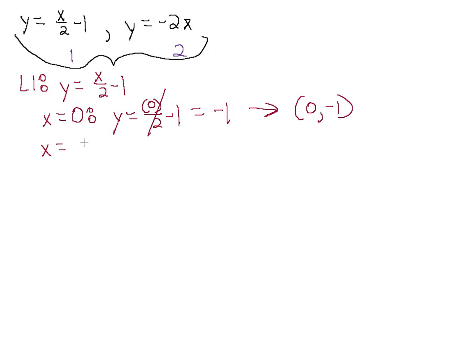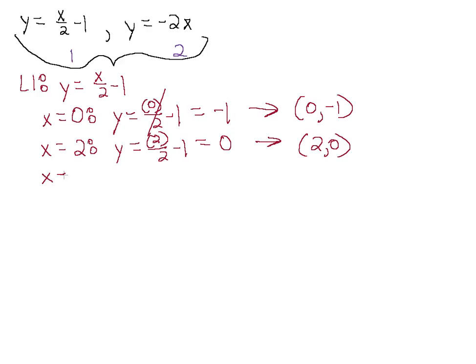Let's pick out another simple one. Let's use x equals 2. X equals 2 instead of 1 will actually keep us from having to deal with a fraction because we have a denominator of 2 here. All right, so y equals 2 over 2 minus 1. 2 over 2 is 1. 1 minus 1 is just 0. So we have the point (2, 0) on our given line.